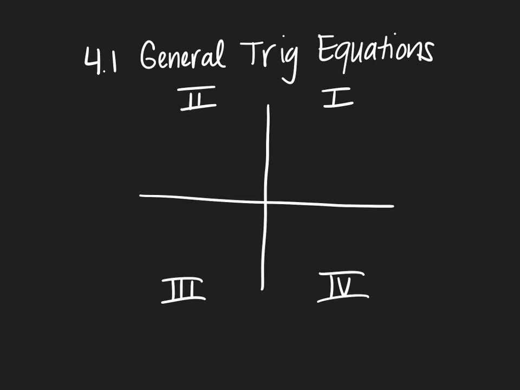So it's All Students Take Calculus. That is going to tell you which one is positive in each quadrant. So in quadrant 1, all 3 trig functions are going to be positive. Sine is positive, cosine is positive, tangent is positive. All 3 functions would be positive in quadrant 1.